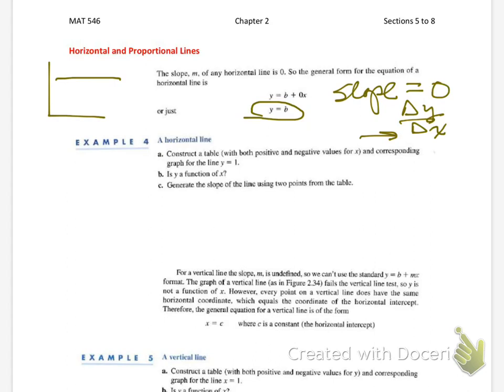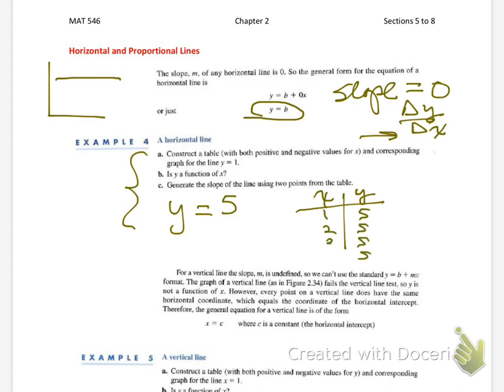Okay, and this is a little bit more information about that. You can construct a table with that, and what you're going to see is that your y values will always be the same. Your x values will always be changing. So you should check to make sure that makes sense to you on your graphing calculator. You can put, for example, y equals 5 in your graphing calculator. Your table will look like this. You'll have 5 all the way down, regardless of what number your x assumes.